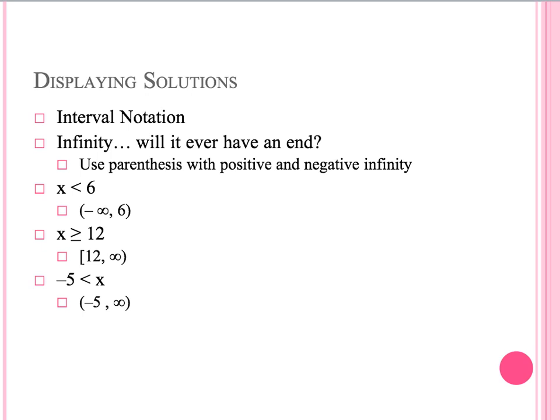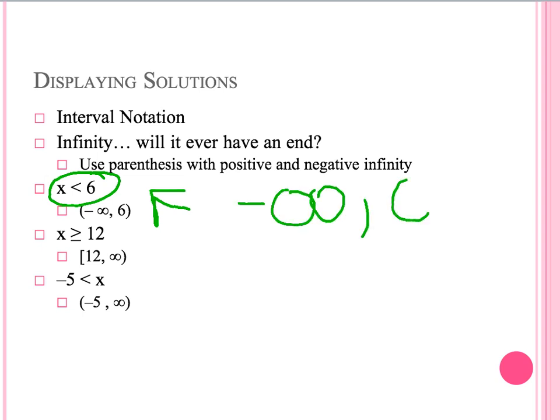As we know, we always want to use parentheses with positive and negative infinity. Our answers below are written in interval notation. If x is less than 6, we know that x will be going off into negative infinity, and then we know there's 6. We will have a parenthesis around both pieces because it is less than and because we have an infinity.